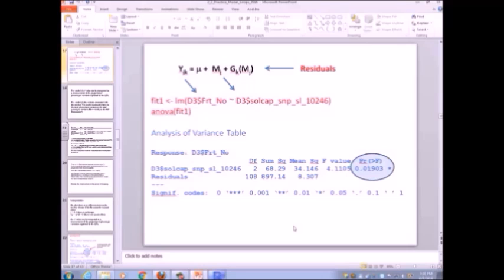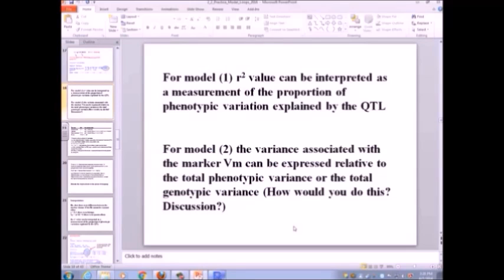Another way of phrasing it is there is a significant association between SolCap-SNP SL10246 and the trait fruit number. Let's go deeper into the interpretation of this. For model 1, the R squared value can be interpreted as a measurement of the proportion of phenotypic variation explained by the QTL. Have you guys ever heard of this as like that QTL explains X% of the variation? That's directly coming from this R squared value.